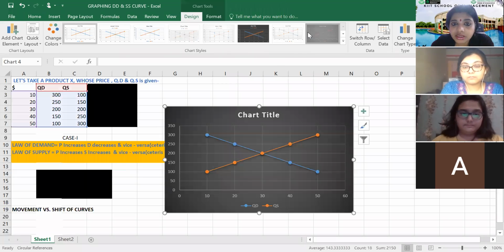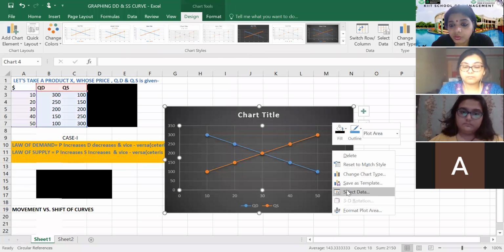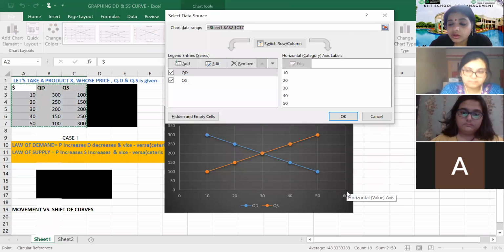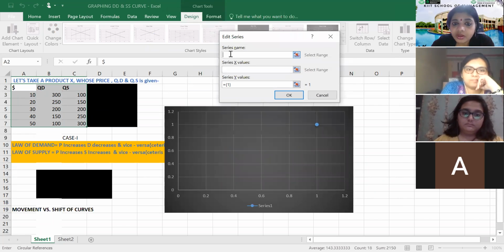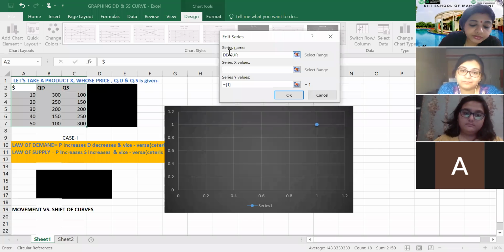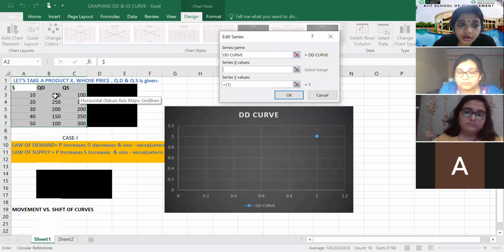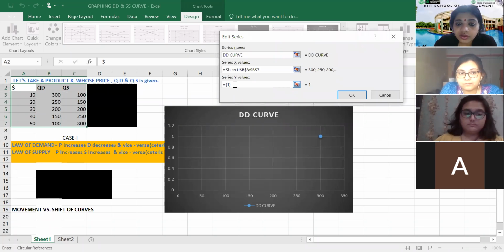But as we discussed yesterday, this is not the original graph, so there has to be a mismatch in the coordinates. What we need to do is set our data. So I'm clearing it out and going to the add function. The first series name is the demand curve. The series X value here is the quantity demand, because I'm going to plot the quantity demand. The series Y value is the price.